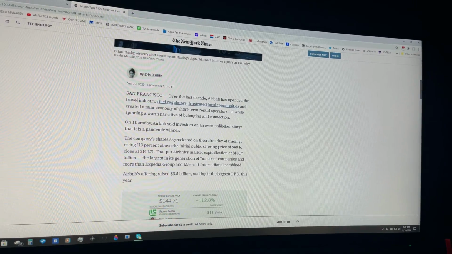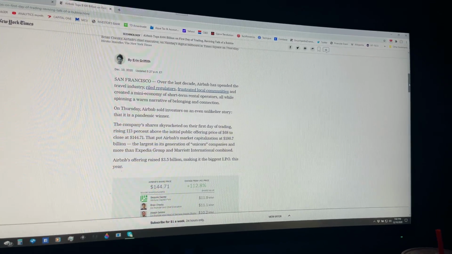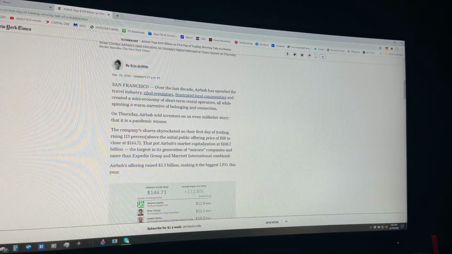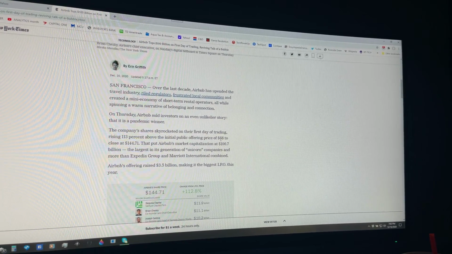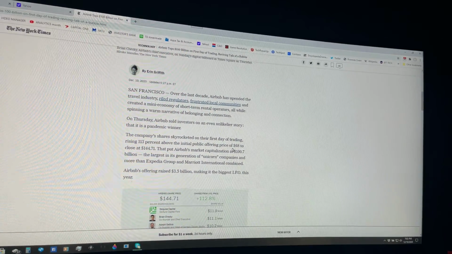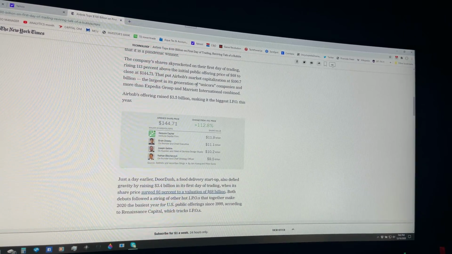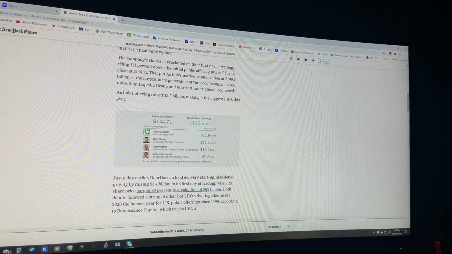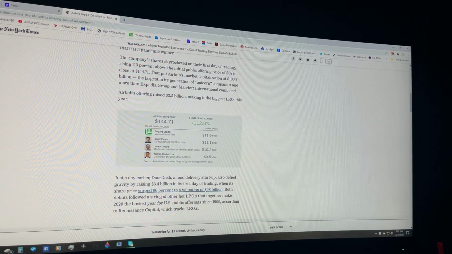My problem with Airbnb is Airbnb has been losing money, obviously because of coronavirus, right? It says the company's shares skyrocketed on the first day of trading, rising 113% above the initial public offering at $68. So it's too bad you couldn't get in at $68. It closed at close to $144. So it basically doubled, 68 to 144. So anybody who put their money in doubled their money.